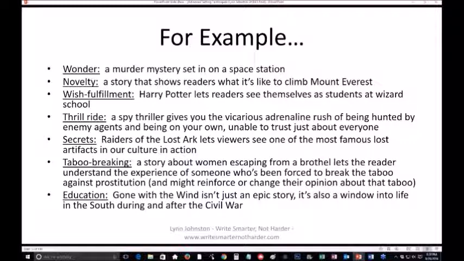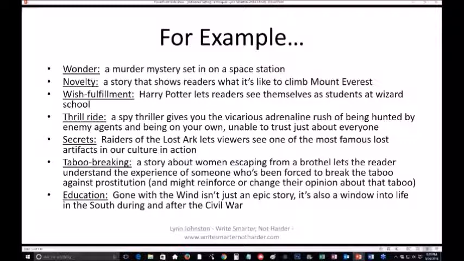A story that shows readers what it's like to climb Mount Everest might be heavily drawing on novelty. That might be people just wanting to know what it's like to go to Nepal and climb that mountain and deal with oxygen deprivation, and you're going to be freezing to death, and sticking your ice pick into ice and triggering an avalanche. I mean, there's all these really exciting experiences that maybe you wouldn't want to have to actually live through, but the novelty of it could be the draw of your story.